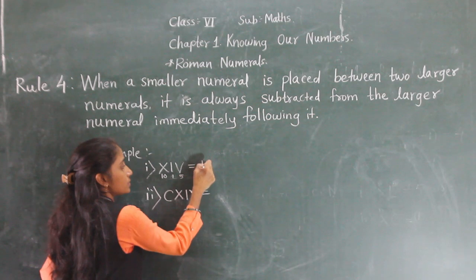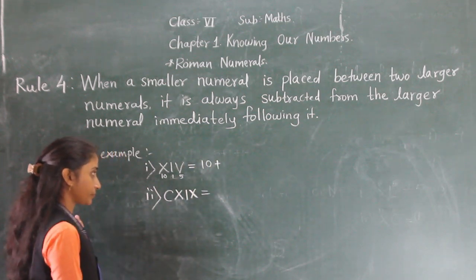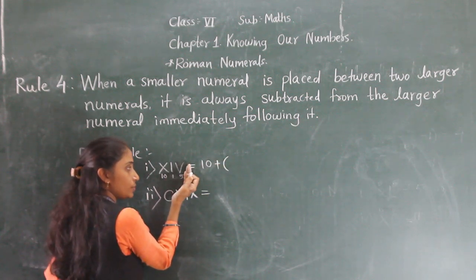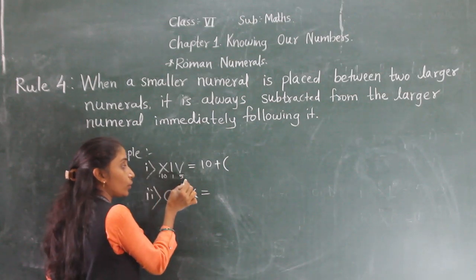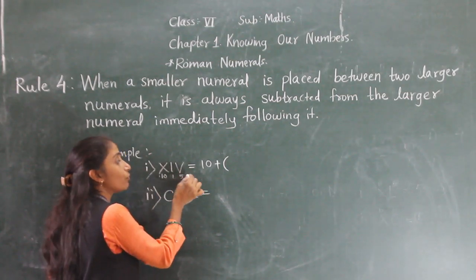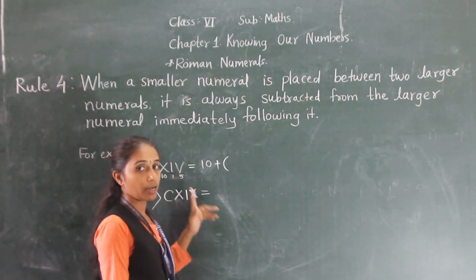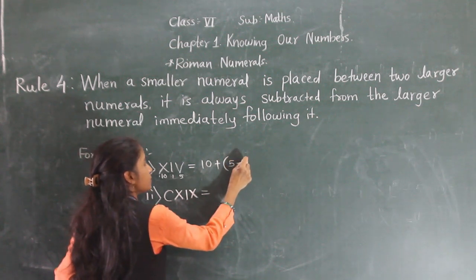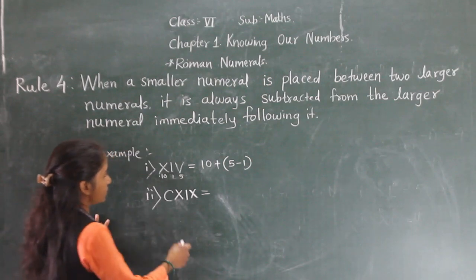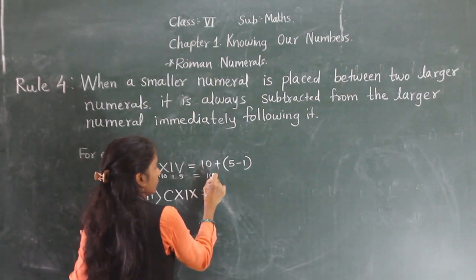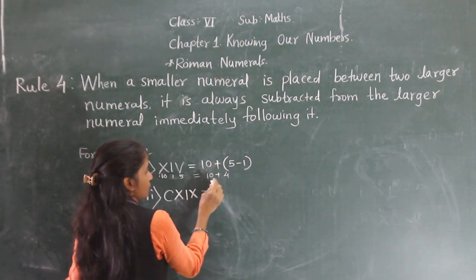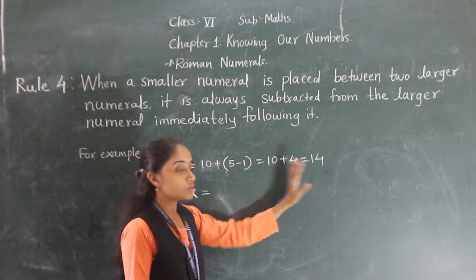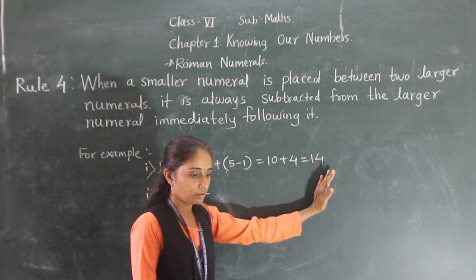So X means 10 plus. Now what will come here? 5 minus 1. So from this number we are going to subtract this. What are we going to do? We are going to subtract 1 from 5. So 5 minus 1. So what is this number now? 10 plus 4. So which is this number? 14. Next one.